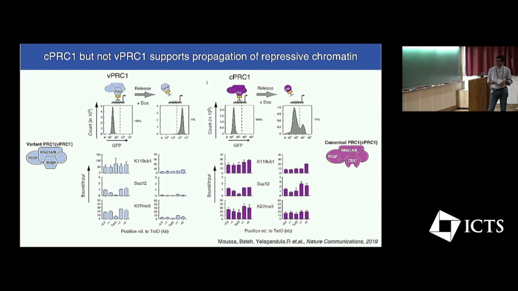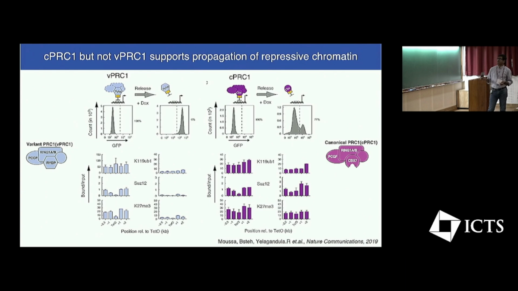So what is the difference between variant PRC1 and canonical PRC1? If we look here, the canonical PRC1 has a CBX, which is the reader for the H3K27 methylation. But in the case of the variant PRC1, it doesn't have any reader for the H3K27 trimethylation. So then we thought that maybe canonical PRC1 is able to establish a feedback loop with the PRC2. Therefore, the canonical PRC1 is able to maintain the epigenetic memory, but variant PRC1 fails to maintain the epigenetic memory.